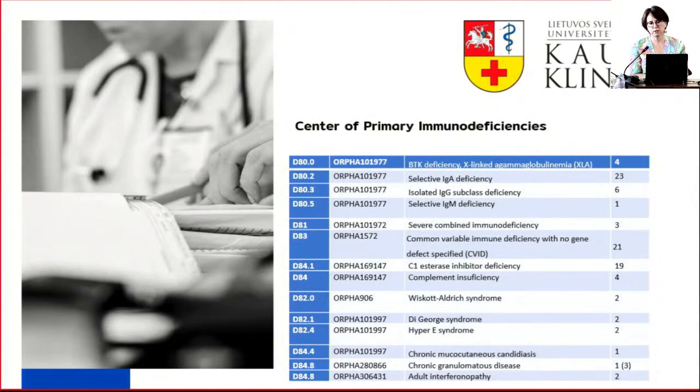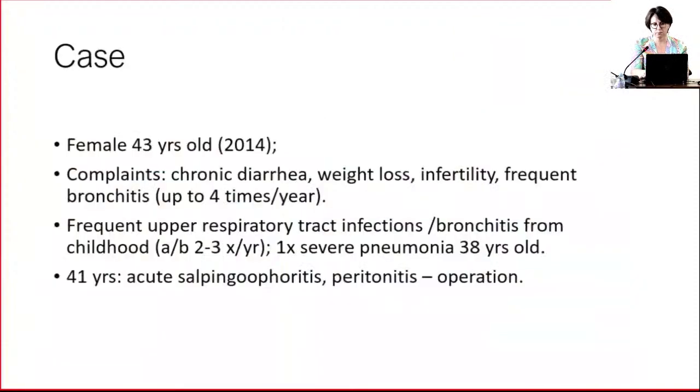They have around the same amount. So here in Lithuania, we would say we have around 200 adult patients with primary immunodeficiencies. Also, the majority of their patients have selective IgA deficiency or common variable immunodeficiency, C1 esterase inhibitor deficiencies, and others are just a few cases.